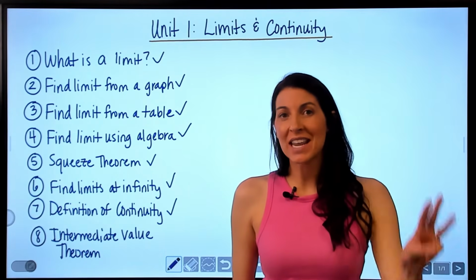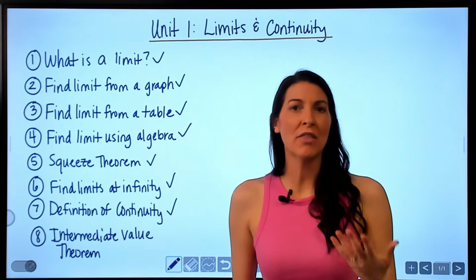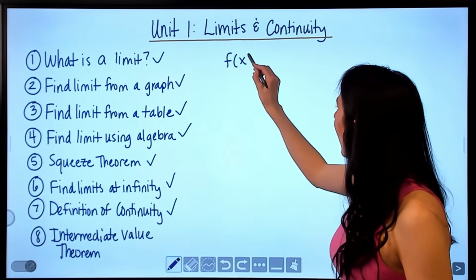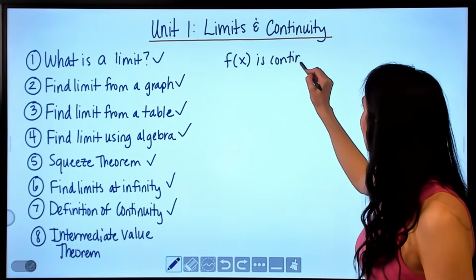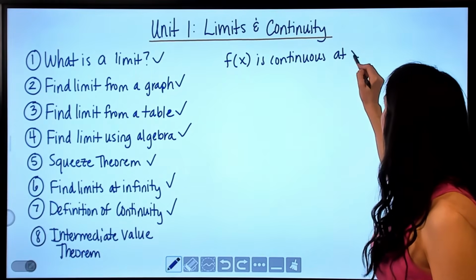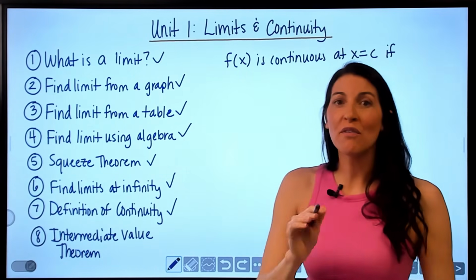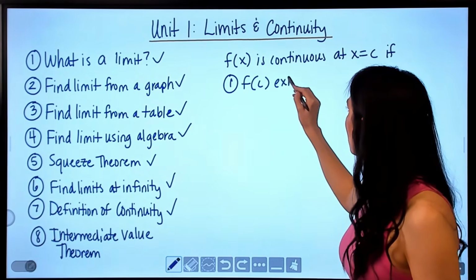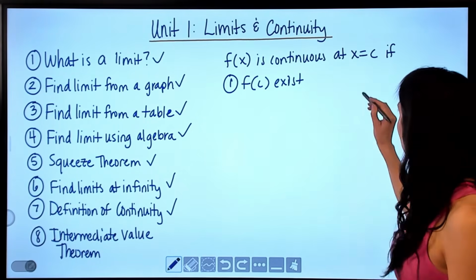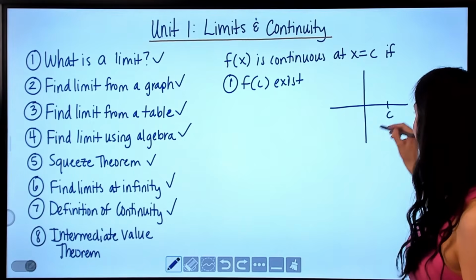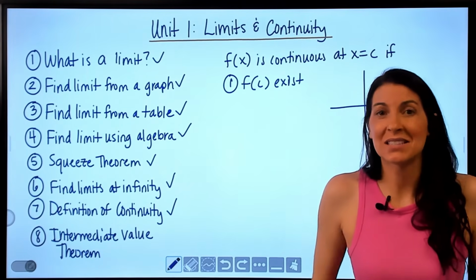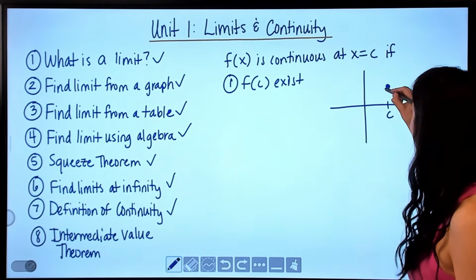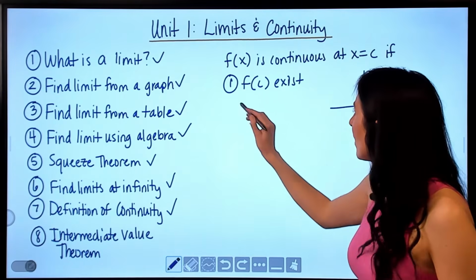And the definition of continuity has 3 steps to it, and it's how to determine whether f of x is continuous at this specific x value. So I would say that f of x is continuous at x equals c if the following 3 conditions are met. First of all, f of c has to exist. What does that mean? That means on a graph, at the x value of c, the function has to exist there. So there can't be a hole or a vertical asymptote or something like that. So we have to have a point right there at the x value of c on the function.